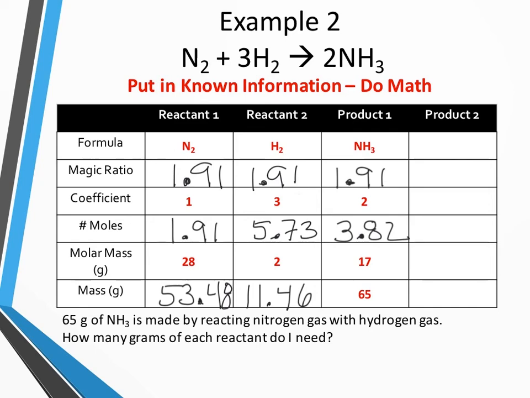So for hydrogen, we're going to multiply 1.91 times 3 to get 5.73. That's the number of moles. Multiply the number of moles by the molar mass, which gives me the actual number of grams I need based on 65 grams. Going to nitrogen, the magic ratio times the coefficient based on our balanced equation gives me the number of moles I need in this particular reaction. Multiply that by the molar mass. Number of moles times molar mass gives me the total number of grams I need based on the start point of 65 grams.